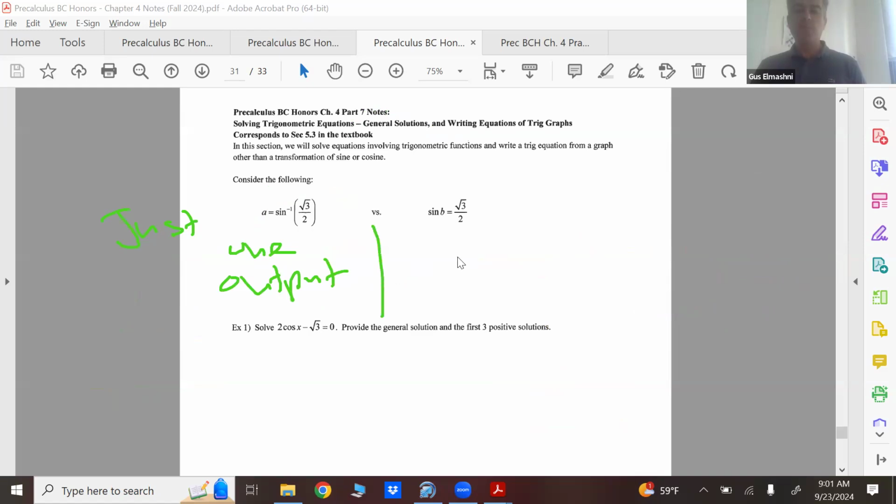Here, multiple outputs are okay. Oh, it's because there's a default range for arc sine. Correct. Exactly. But in order to make the case that an inverse trig function, or an inverse relationship, is a function, you have to have just one output. Whereas here, I know there are multiple outputs for sine. Give me all the inputs that provide that. That's what I'm asking for. I'm being just super intentional about it.